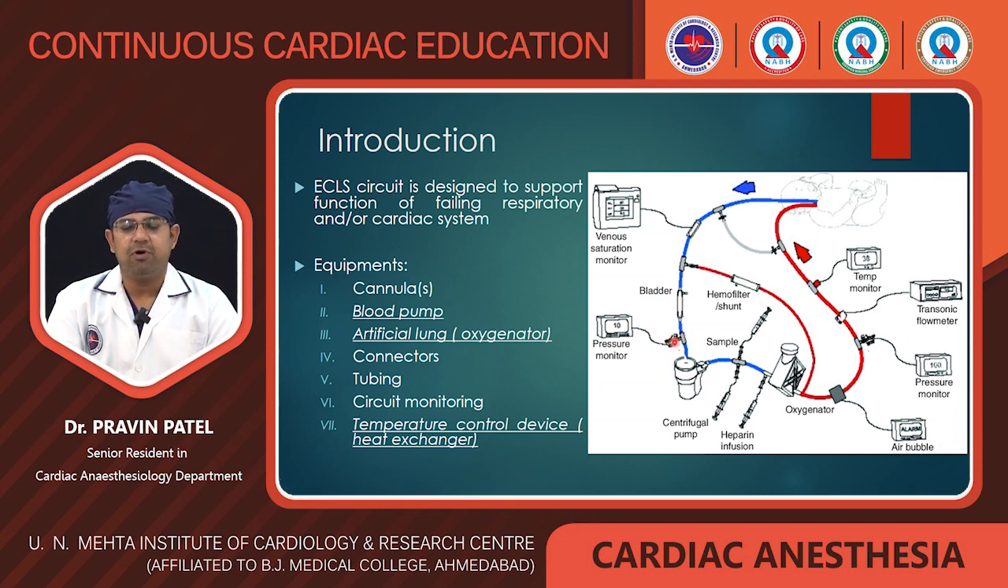Then come the pressure monitors. Pressure monitors measure the venous pressure, especially the drainage pressure, and it should be less than 100 mm of mercury to prevent cavitation. After that, the various luer lock connections are present, basically for sampling, for the heparin infusion, and also for any other drug infusion.